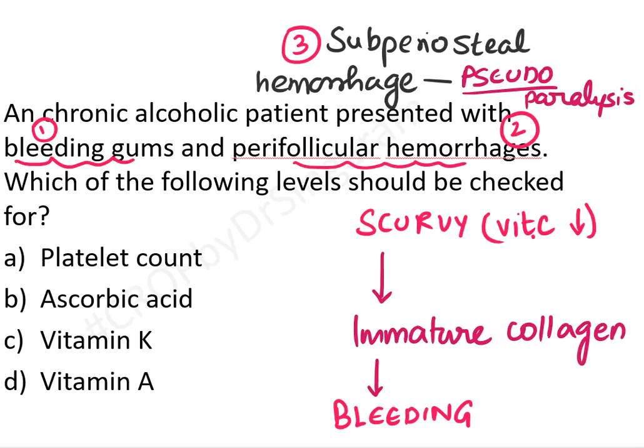Pseudo paralysis. So for this particular question, what will be the answer? Now it should be very clear. It is ascorbic acid, because that is vitamin C. Estimation of ascorbic acid should be done in these cases. Let's move on to the next question.